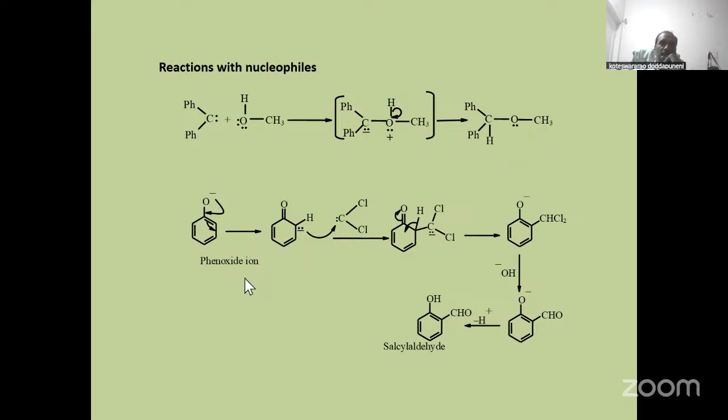Right, the phenoxide ion. Whenever the phenoxide ion is involved, the phenoxide rearranges to produce a carbanion in the aromatic ring. That involves nucleophilic donation of this negative charge to the vacant orbital of the carbene. That leads to the formation of a carbon-carbon bond. Further, it undergoes reaction to produce salicylaldehyde. Right, it is generally seen in the case of the Reimer-Tiemann reaction.